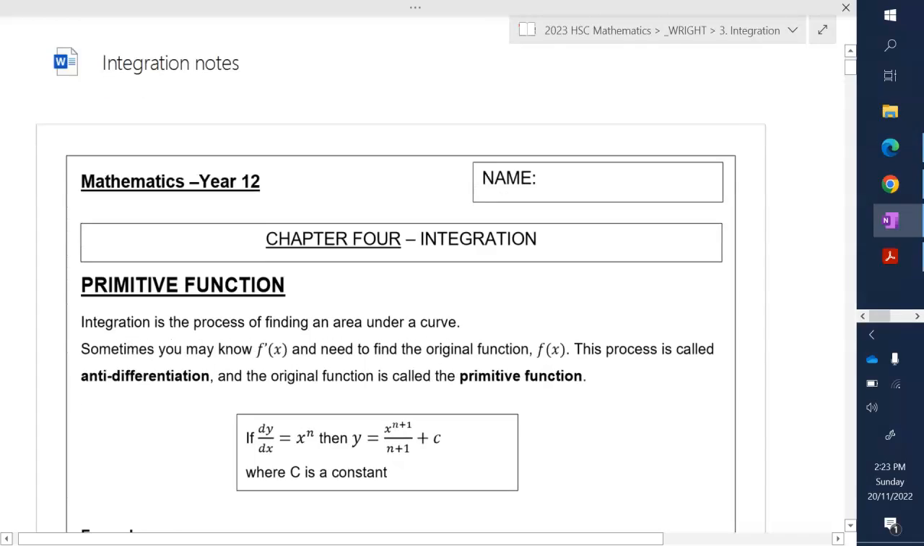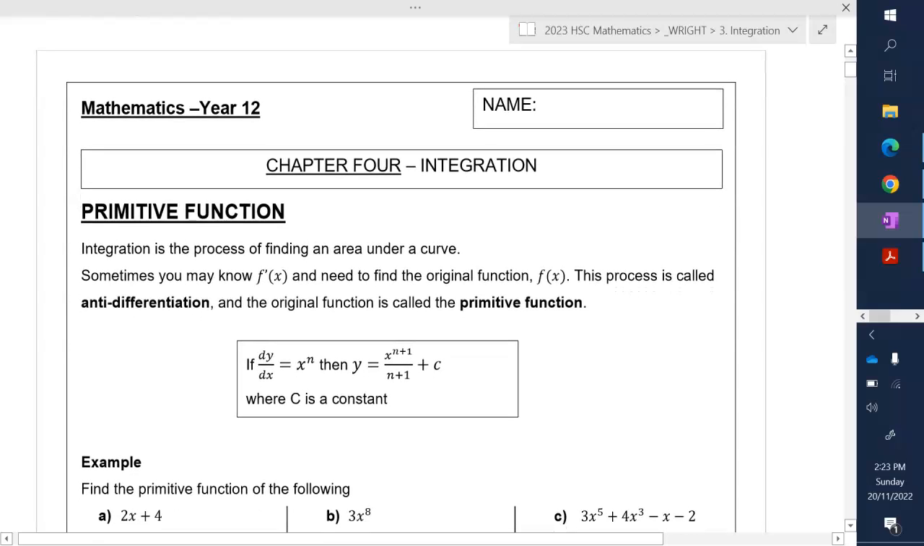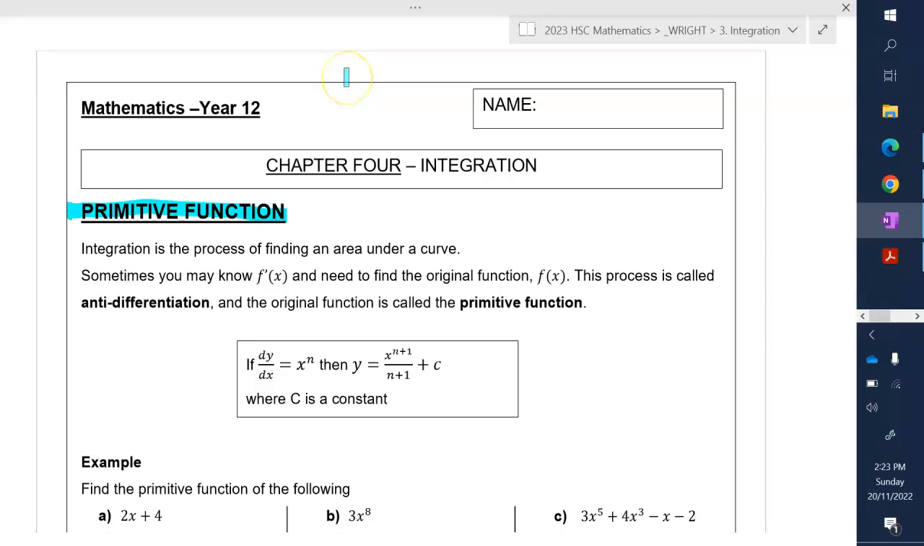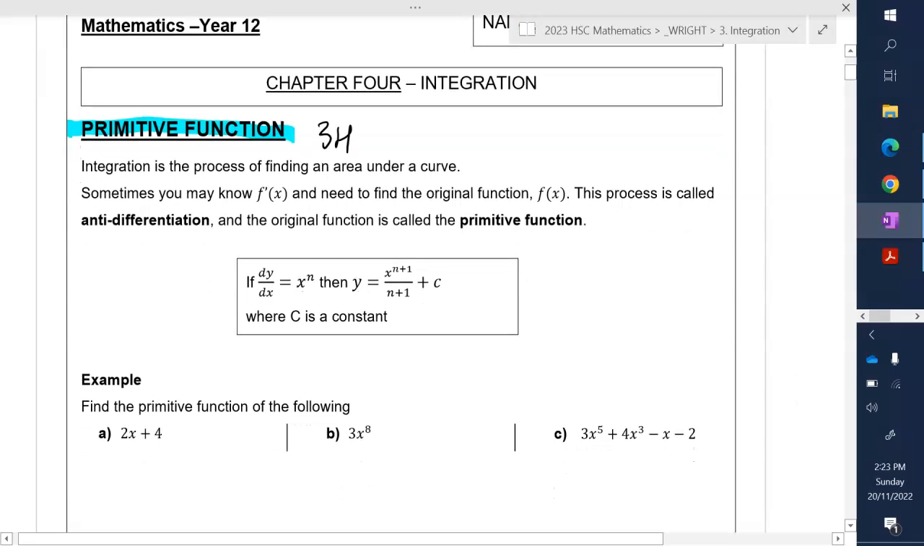Now, if you have a look over here, the primitive function notes we've actually already done in 3H, so I'm not going to go over these ones. You can fill them in if you like. It'll be a good bit of revision to fill in these from 3H. We're going to carry on with that and look at the next section, which is chapter 4, and we're going to start at 4E.